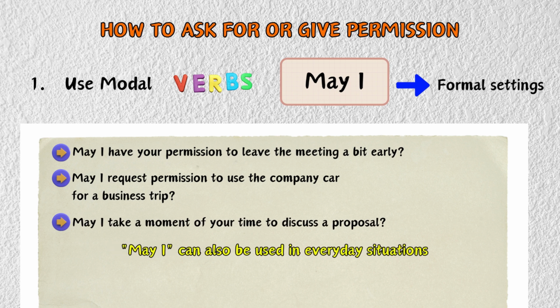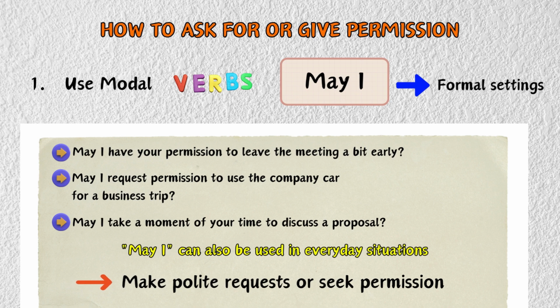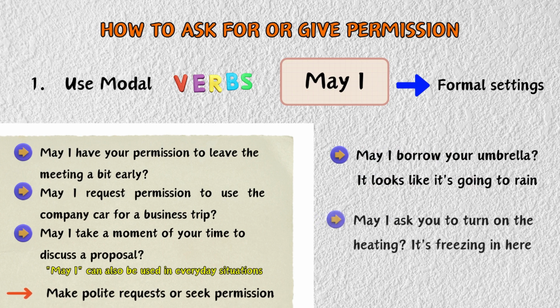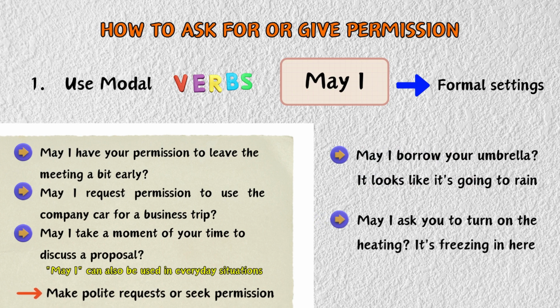It can also be used in everyday situations, and its usage is not strictly limited to formal contexts. In casual or everyday language, may can be used to make polite requests or seek permission. Here are more examples. May I borrow your umbrella? It looks like it's going to rain. May I ask you to turn on the heating? It's freezing in here.